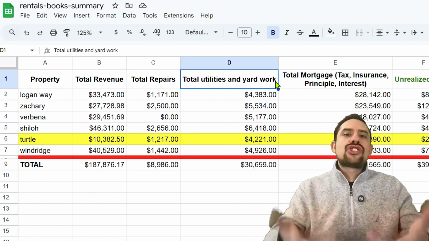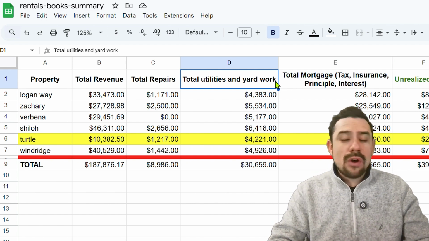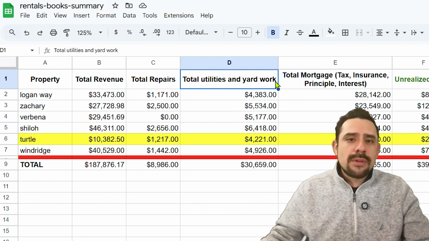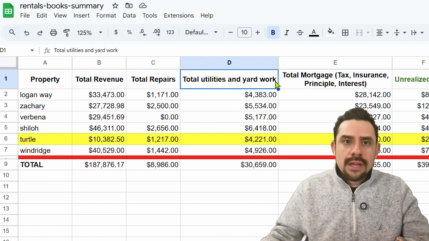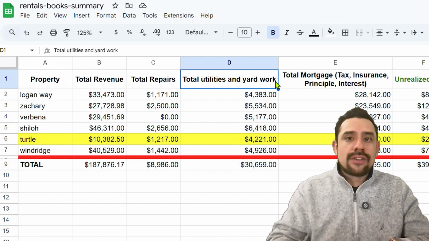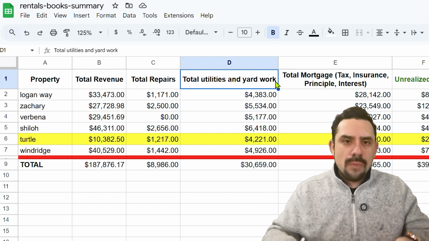Compare that with the Shiloh home. At $6,418, this is attributed to this being my largest home, and also likely due to the renters using the AC and heat a lot more.